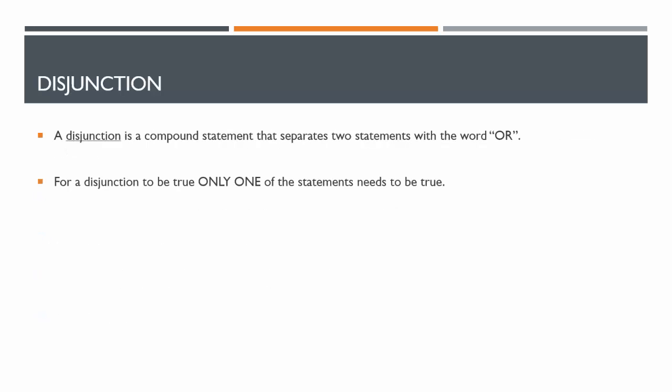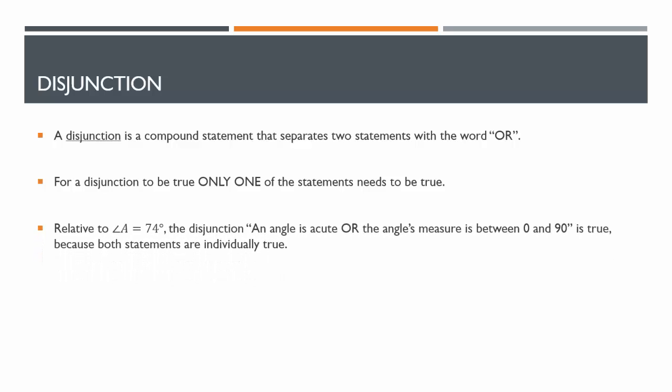A disjunction is a compound statement that separates two statements with the word or. So it's like we take a statement P and we take a statement Q and we just put or in between them. For that disjunction to be true, all that is necessary is that either statement P or statement Q is true. When we look at the statement relative to A equals 74 degrees, an angle is acute or the angle's measure is between 0 and 90 degrees, we would say that statement is true because statement P is true relative to A equals 74, and statement Q is true relative to A equals 74.